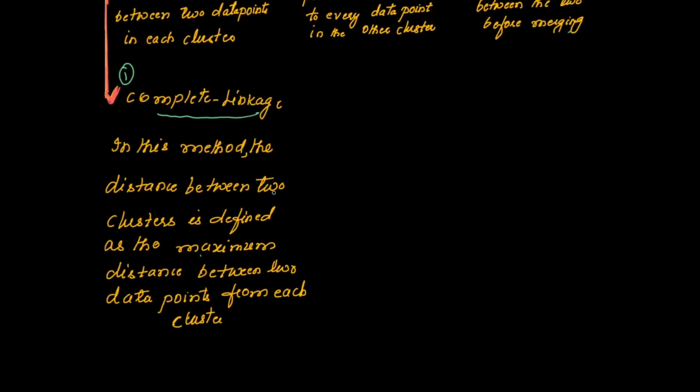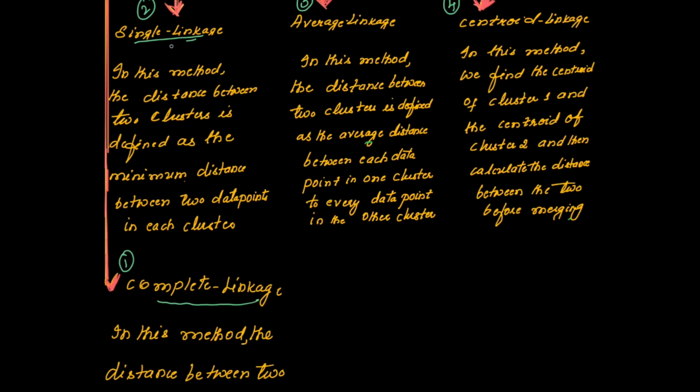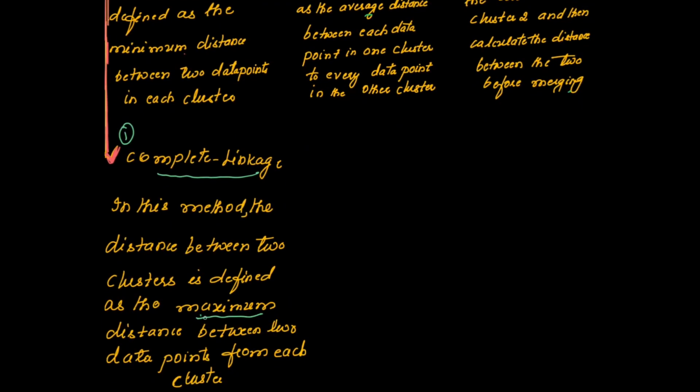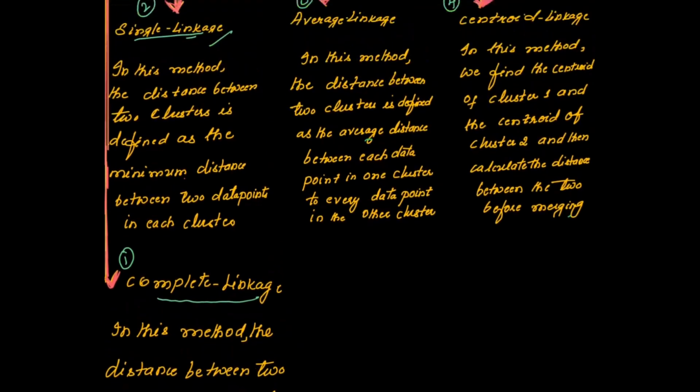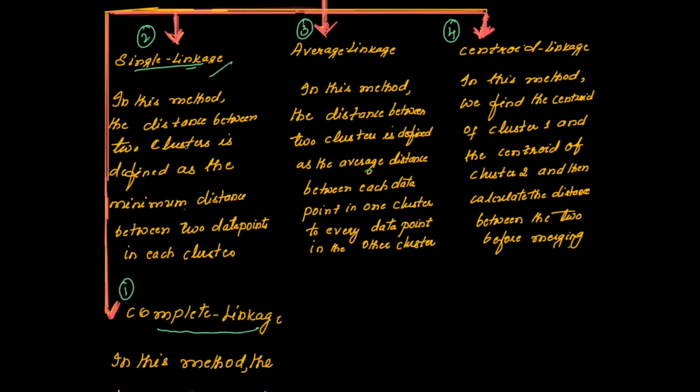In complete linkage, the distance between 2 clusters is defined as the maximum distance between 2 data points, one from each cluster. Once I solve the numerical, this definition will become clearer to you. I'll solve one example in detail on single linkage. Then it is easy for you to carry out complete linkage and average linkage numericals also. The procedure will be the same. I'll tell you what exactly the main difference will be while you are computing the values.